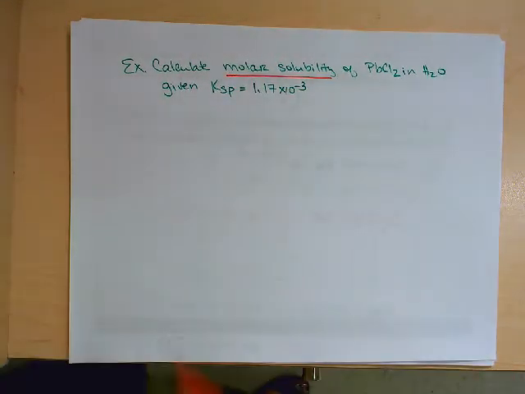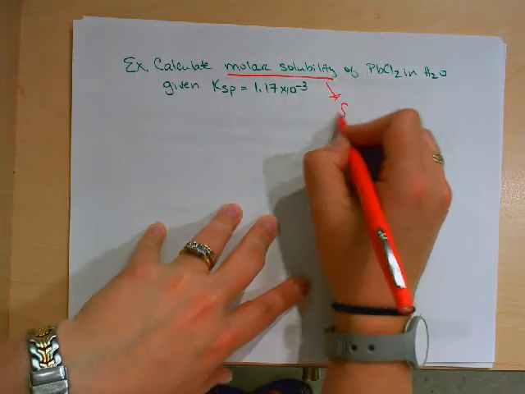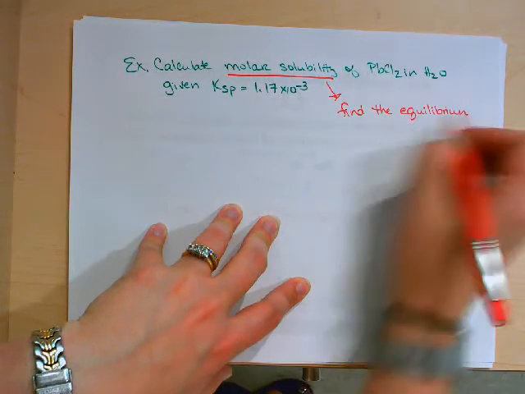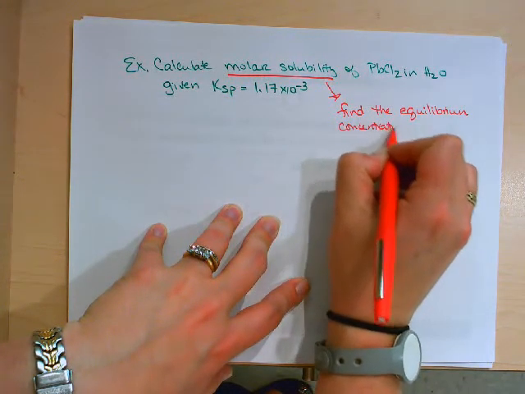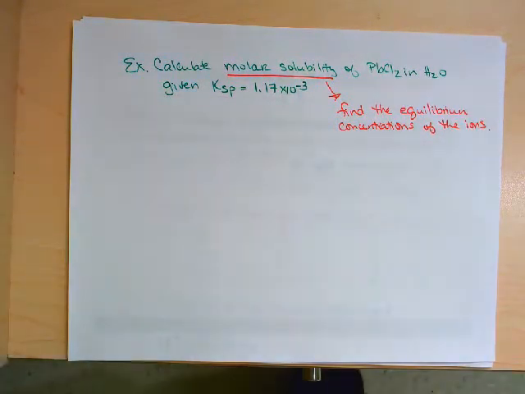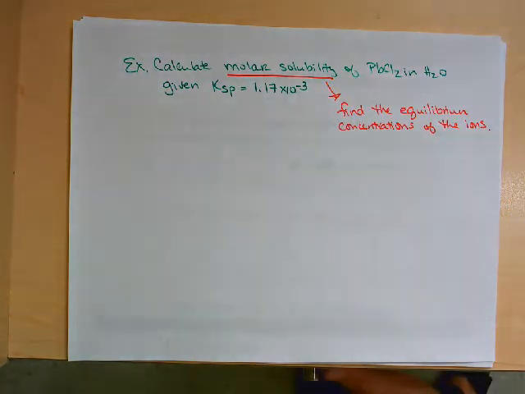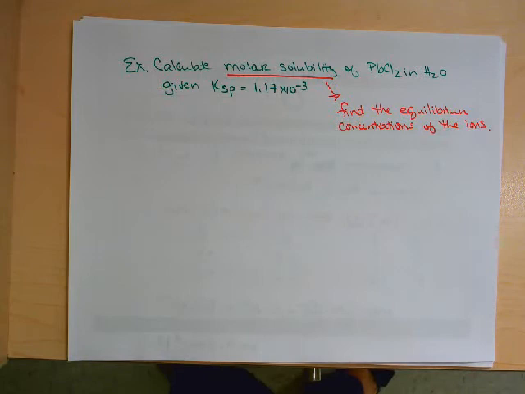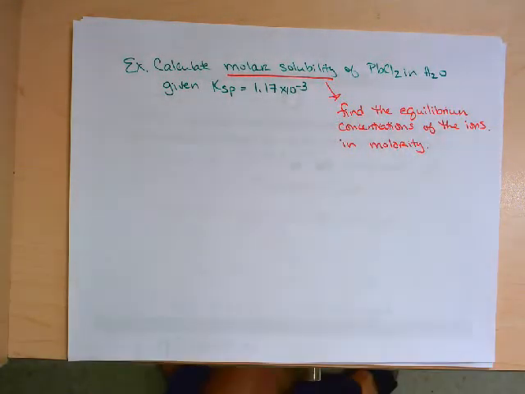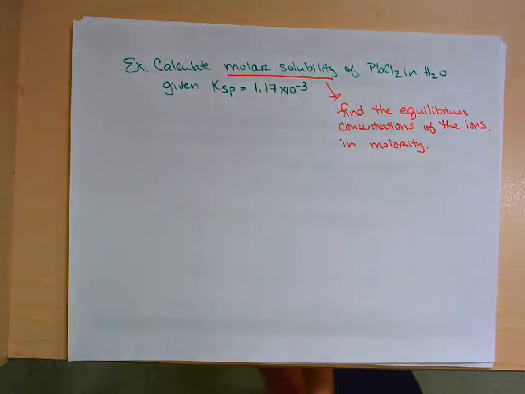So this phrase right here, molar solubility, means find the equilibrium concentration of the ions. Right. And if it's molar solubility, what units does it need to end up in? Molarity. It'll let you know if it wants to be anything but molarity. Sometimes they ask for it in grams per liter. The majority of the time, just molarity.